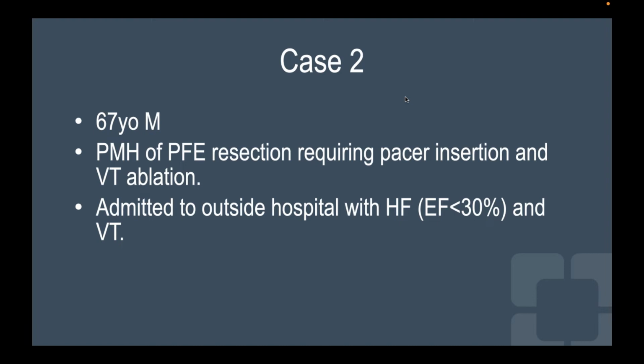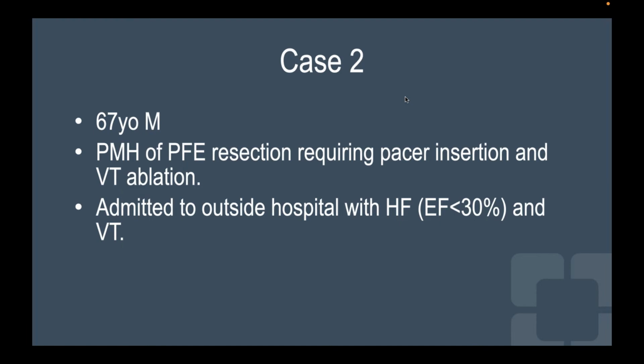All right, very good. Second case. This is a very interesting case. 67-year-old male. We saw him after he was admitted at an outside institution for heart failure and some VTAC. And when reviewing the chart, he had a past medical or surgical history of a resection of a papillary fibroelastoma.